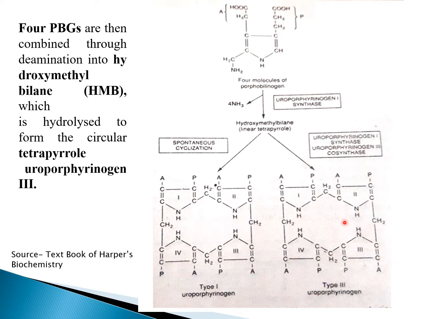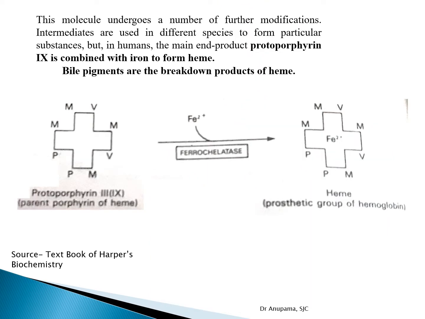But when this type 3 is to be formed, uroporphyrinogen I synthase as well as co-synthase of uroporphyrinogen will be there, and when these two enzymes come together, it results in this type 3 form of uroporphyrinogen, which is asymmetric. The uroporphyrinogen type 3 molecule, which is formed previously, undergoes further modifications.